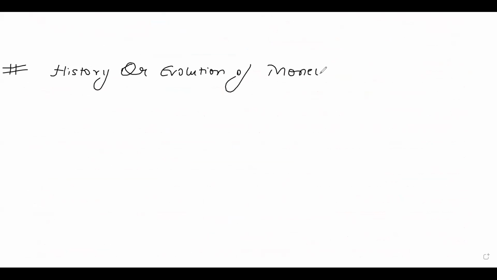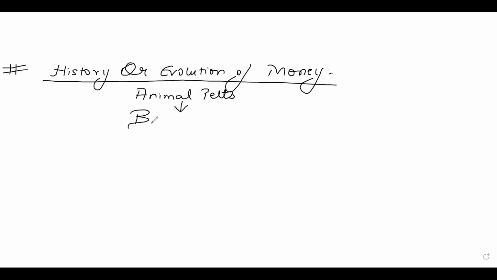So first of all, if all of you can recall, we had animal pelts. Animal pelts or animal skin was used to make transactions. This was way back. The animal skins were used to make transactions of buying goods and services. Then came the barter system. The barter system was commodity for commodity exchange.